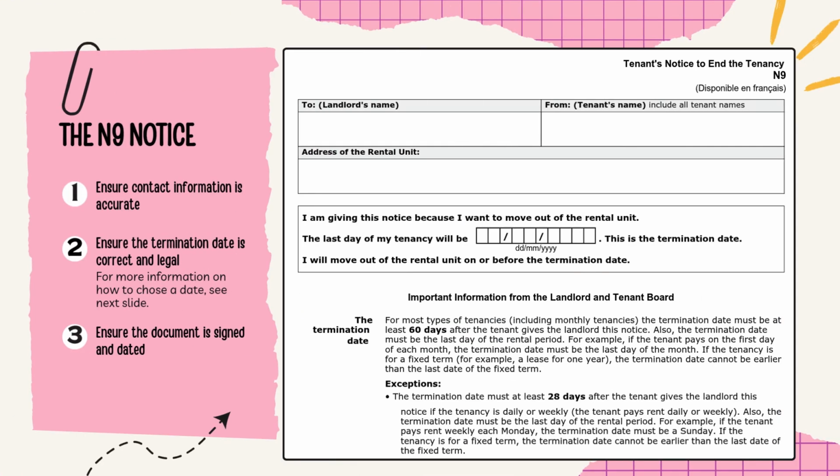When filling out the N9 notice, it is important to ensure it is filled out completely and correctly. If the form is not filled out properly, the LTB could dismiss it. A few things that you must include in your notice. Ensure contact information is accurate. Ensure the termination date is correct and legal. We will dive deeper into how to choose a date later in this video. Ensure the document is signed and dated.